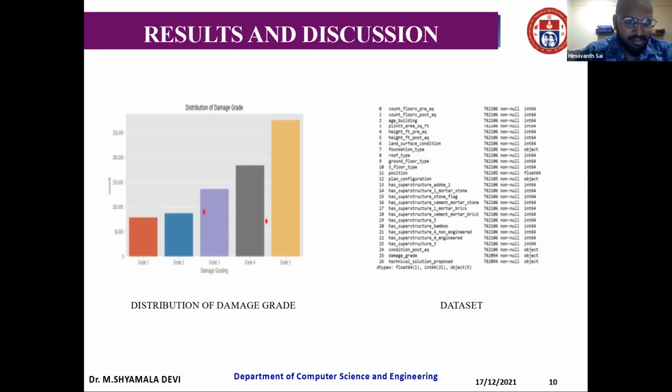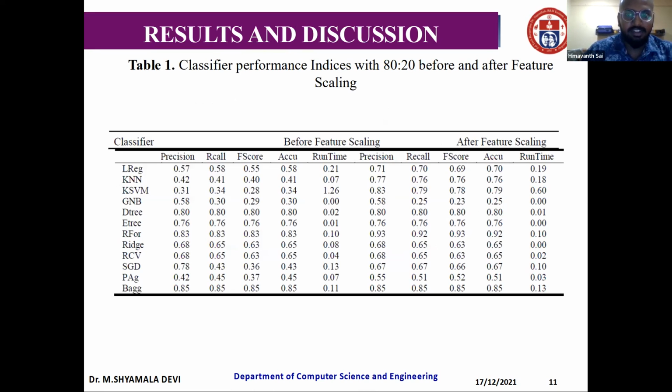We are taking it into 5 grades, in which 1 is the least and 5 is the highest. And this is a glimpse of our data set, or the parameters which we are going to pass. So again, as I've said, the 80:20 ratio with feature scaling and all.